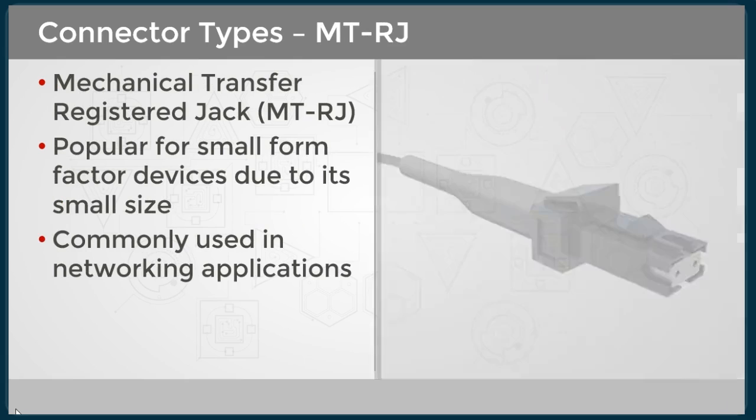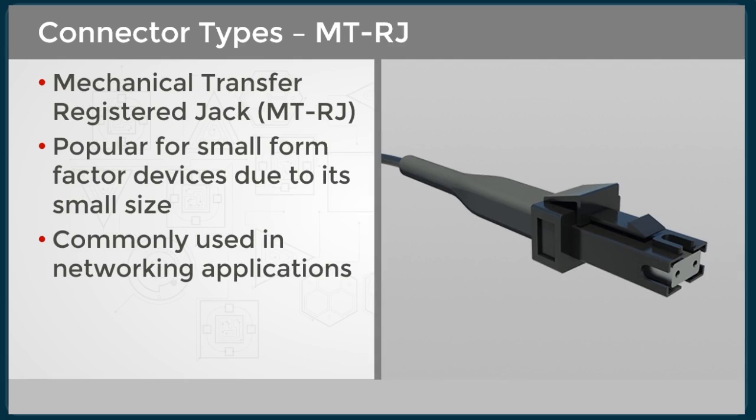And finally, the MT-RJ stands for Mechanical Transfer Register Jack. And this popular little guy is for small form factor devices due to its small size. It was commonly used in networking applications, and you might also actually see this on your home internet if you have fiber as your service. But this was also commonly implemented if you were running fiber all the way to your desktops in a LAN type of configuration. So again, it depends on the application.